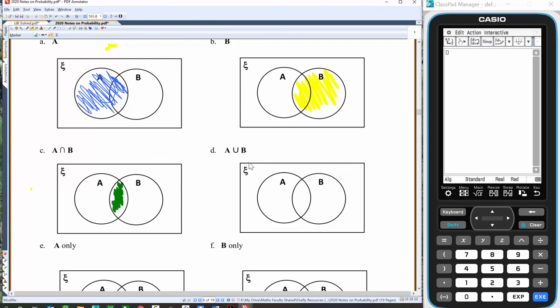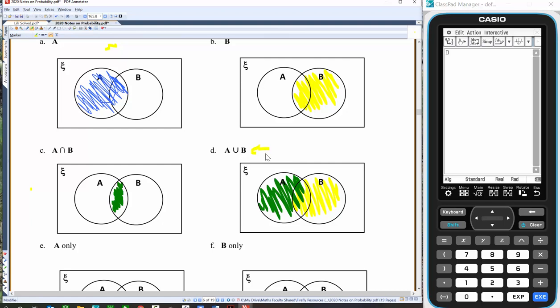All right, this one here is A or B. So the first thing I'm going to do is go and shade A. And shade B. And notice the difference here. This has been shaded twice. This has been shaded once. This has been shaded once. But it doesn't matter, as long as it's shaded.